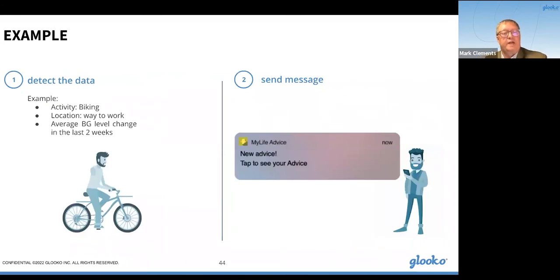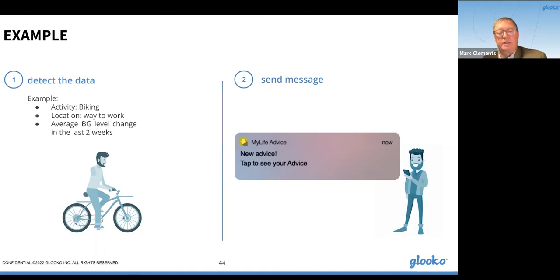So here's an example of how to put it together. So one could detect data, for instance, related to physical activity. One could identify that the individual might bicycle on the way to work, and the outcome you want to drive might be to change blood glucose levels over a 2-week period.